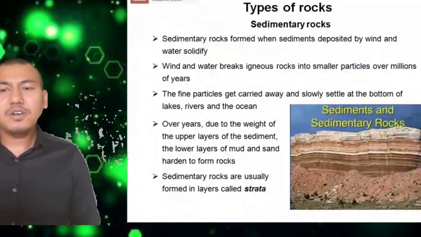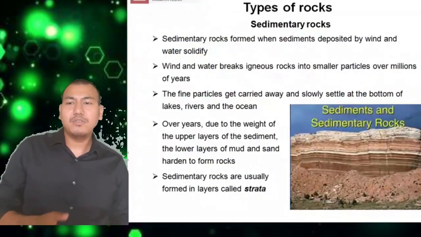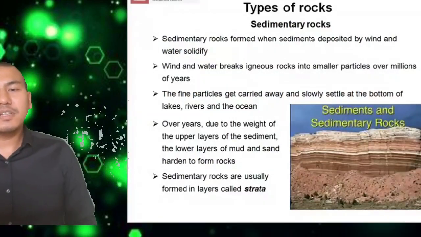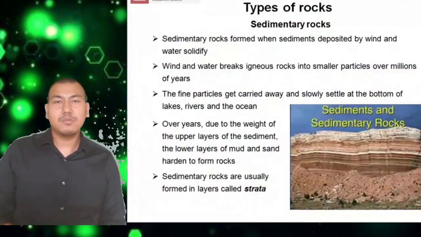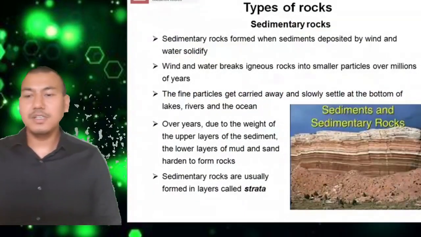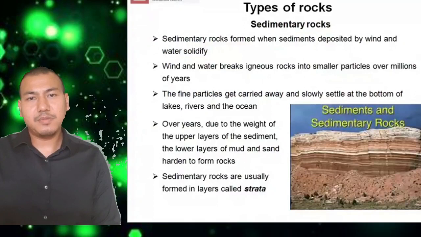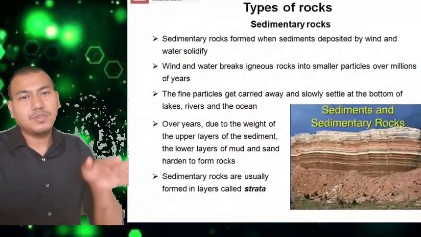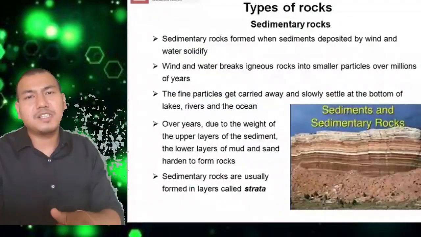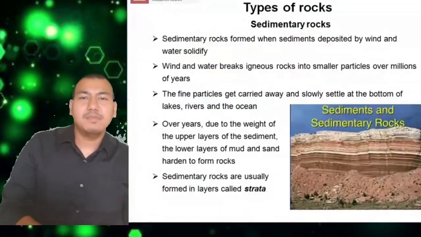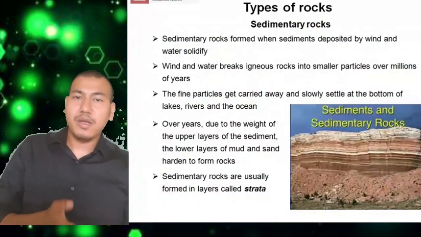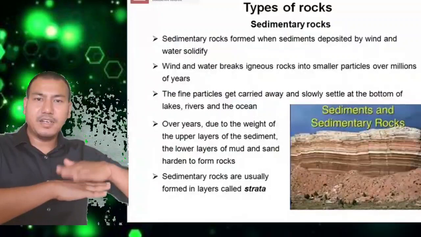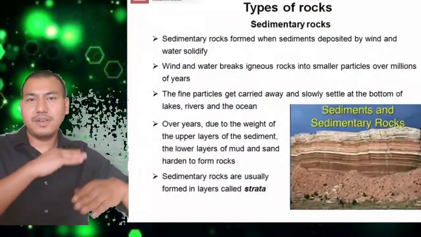र sedimentary rocks form when sediments deposited by wind and water solidify. Wind and water break igneous rocks into smaller particles over millions of years, due to the weight of the upper layers of the sediments. अब जब थिचिन्छ, जब यो सेडिमेन्ट्सहरु बलुवाहरु केही चीजहरु थिचेर बेसी प्रेसर भयो, कम्प्रेस भएर बनिएको रकलाई नै हामी सेडिमेन्ट्री रक्स भनिन्छ। किनभने डिपोजिट भएर, you can see clearly in the image also, because layer भएको छ, एउटै चीजले बनिएको छैन. There are different types of things.